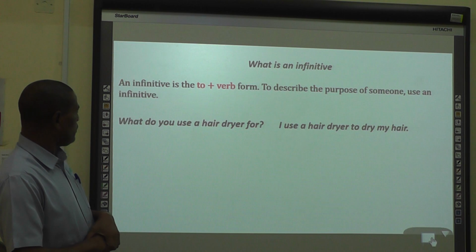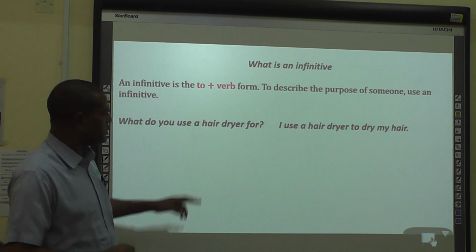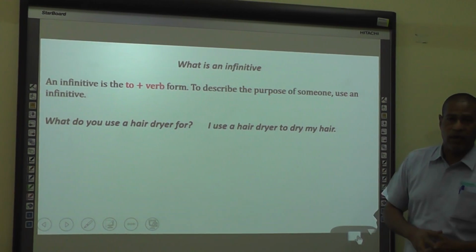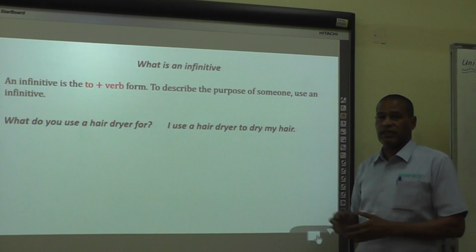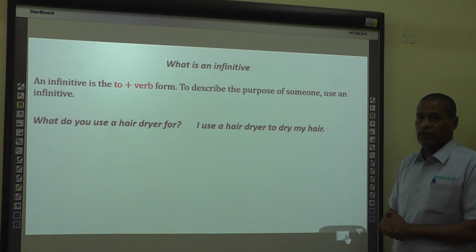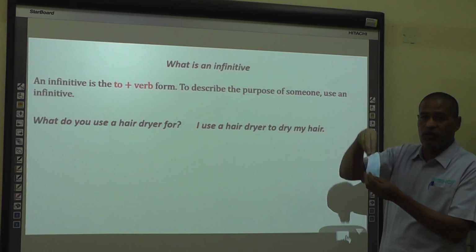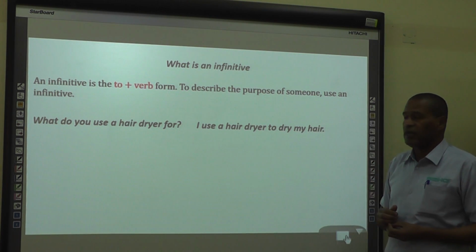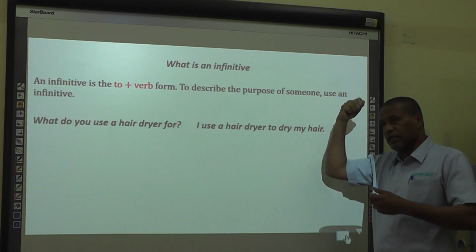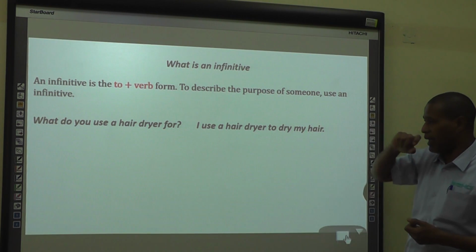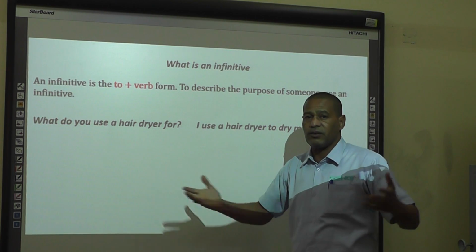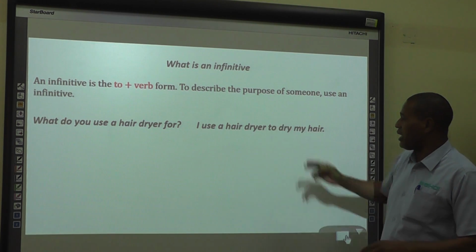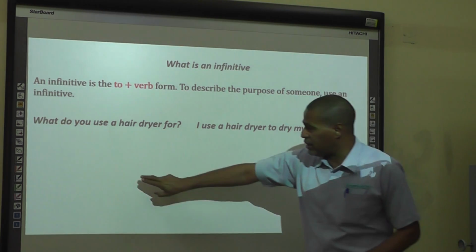Like this example. What do you use a hair dryer for? I use a hair dryer to dry my hair. Previously, when we used the gerund, we talked about the purpose of the item itself. What is a hair dryer used for? A hair dryer is used for drying hair. But here, why does someone use the hair dryer? I use a hair dryer to dry my hair.